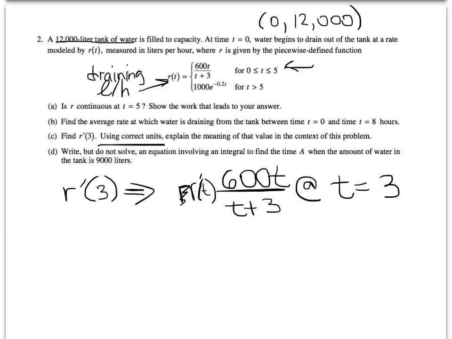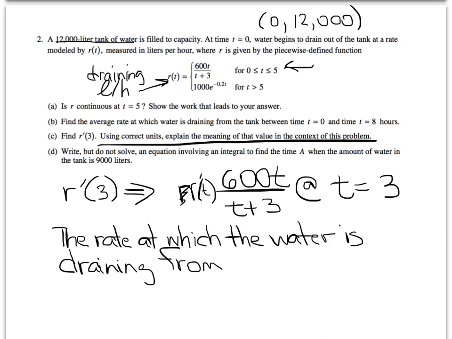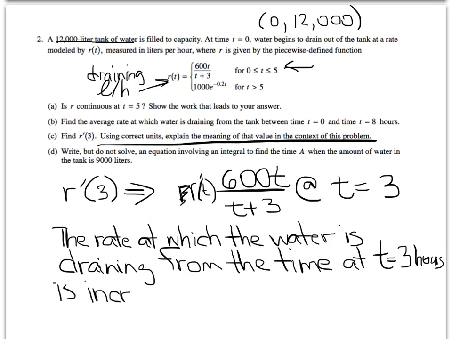Now, how do you explain that using correct units? Well, you would say, since it's a positive number, the rate is increasing, right? So the rate at which the water is draining from the tank. Now remember, it's important to write these sentences. From the tank, now remember, use units, at t equals 3 hours is increasing, so the rate is increasing.